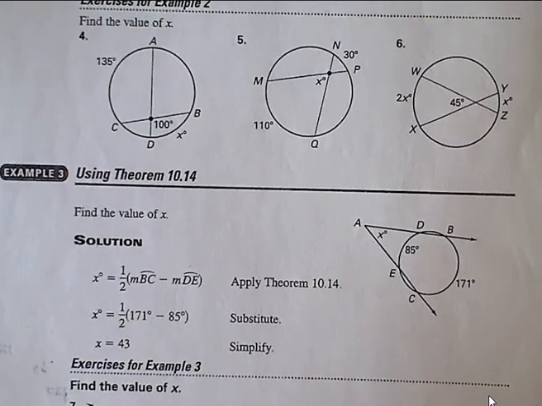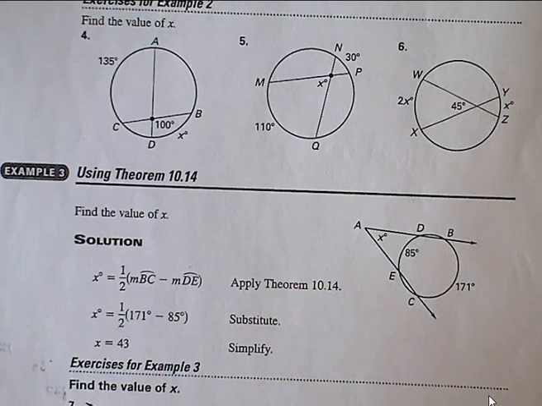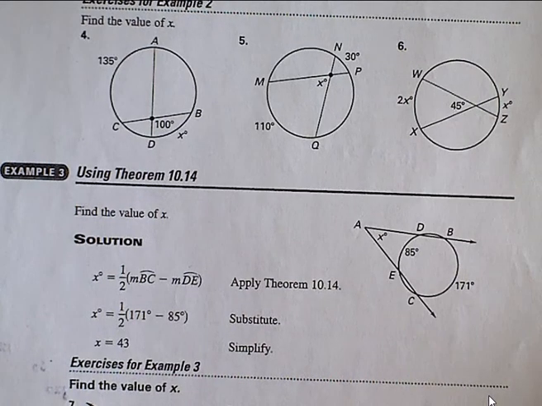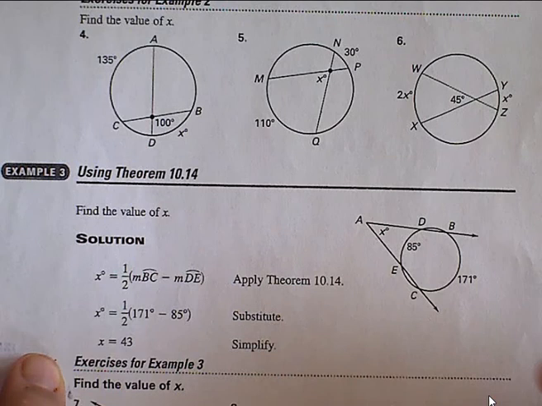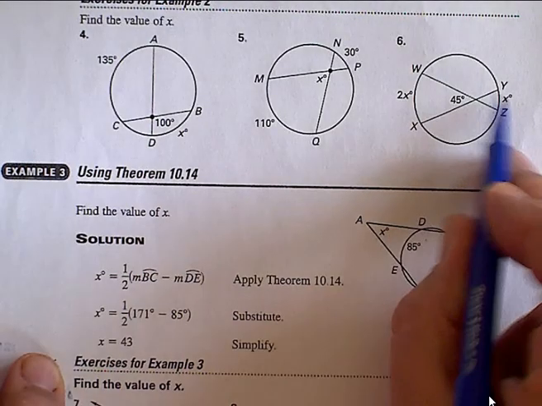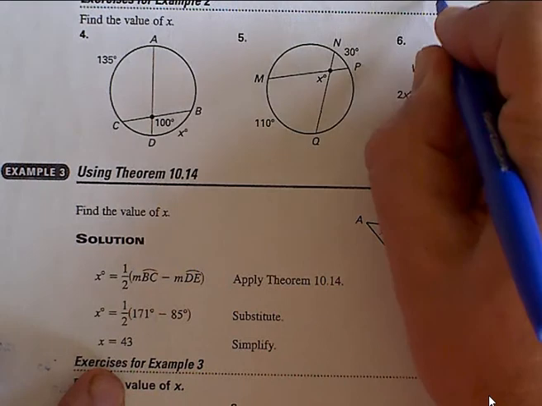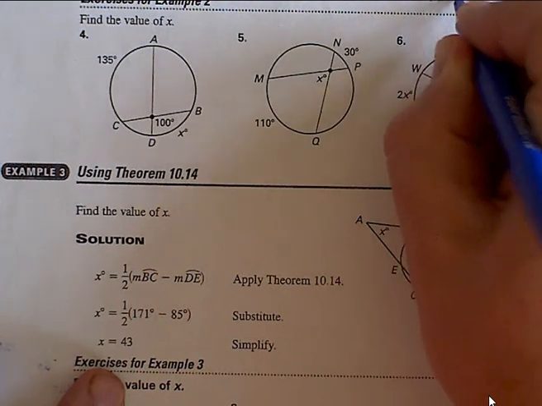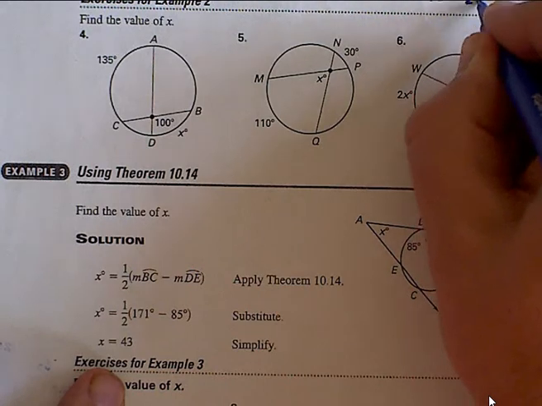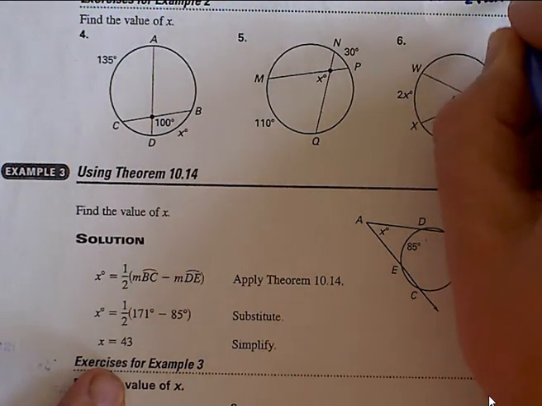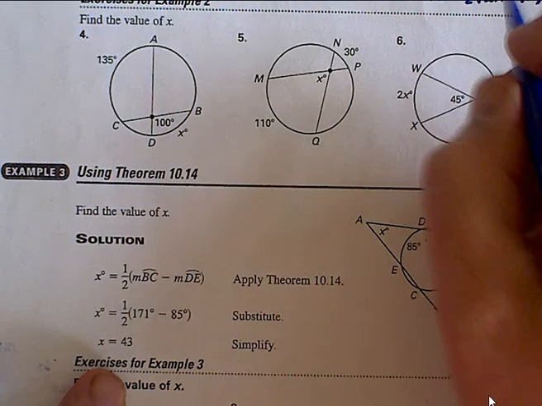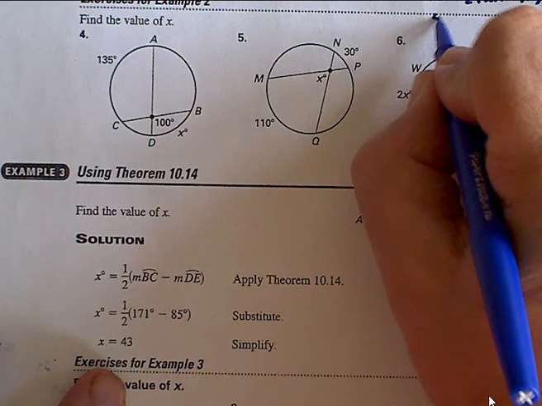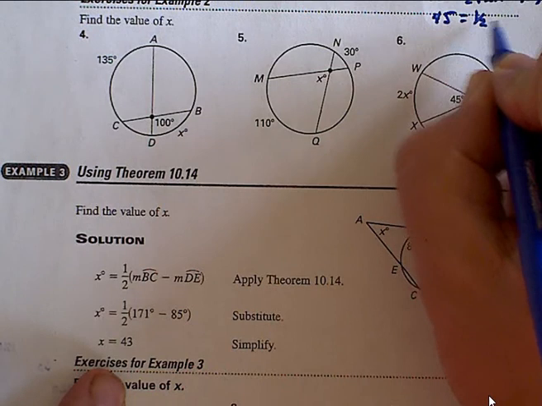On 4, 5, and 6, the vertex is inside the circle, but not at the center. So this is where we're going to take 1/2 the sum of the arcs. Look at number 6. Here's the angle, here's arc 1 and arc 2. I know that 45, the angle, has to equal 1/2 of 2x plus x, the sum of the two arcs. So add them up and you get 3x. So 45 equals 1/2 of 3x.